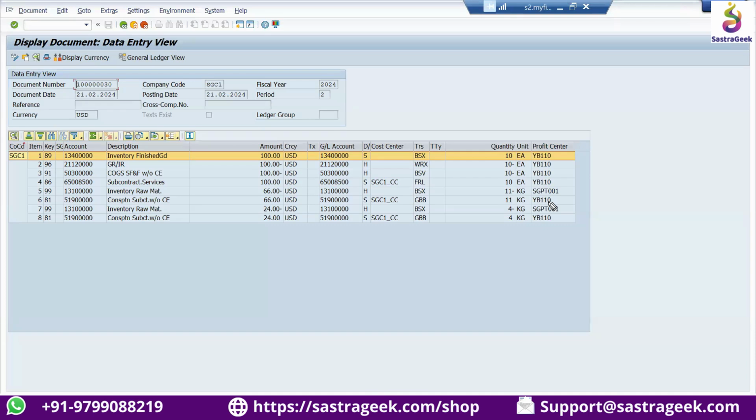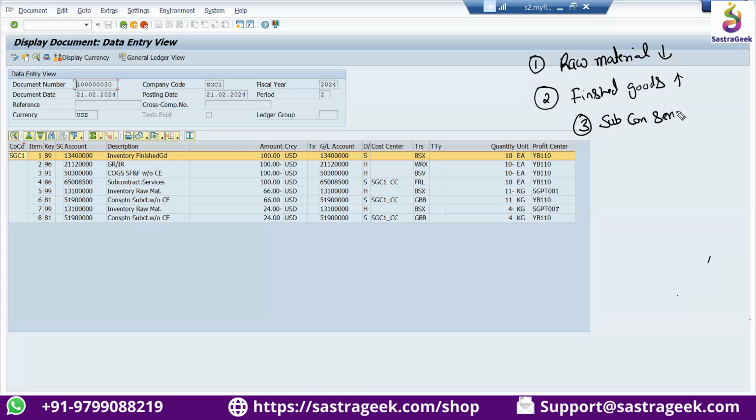Now here in this transaction, multiple things are happening. You need to understand, what is happening in this transaction? First thing, your raw material inventory is going down. Second thing, your finished goods inventory is going up, right? Raw material inventory is going down, finished good inventory is going up. Third thing, you have taken the subcon services from vendor.